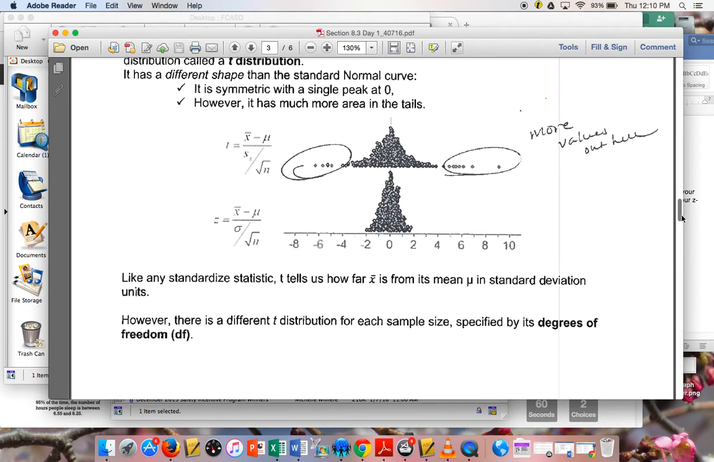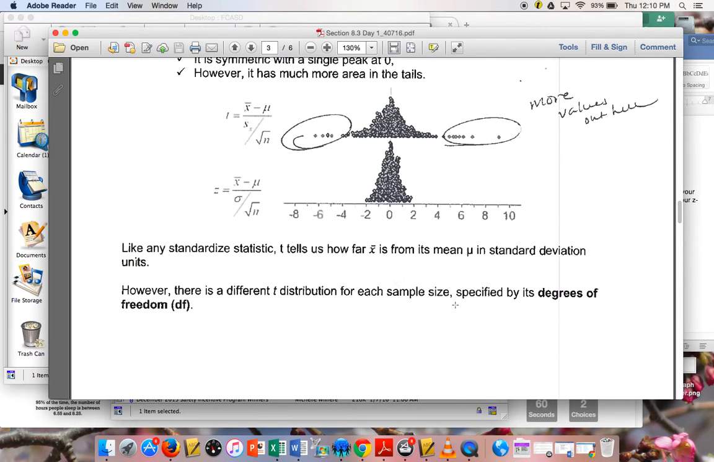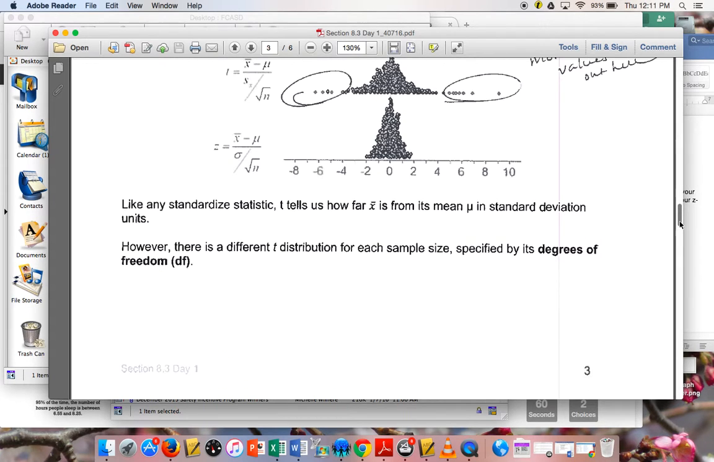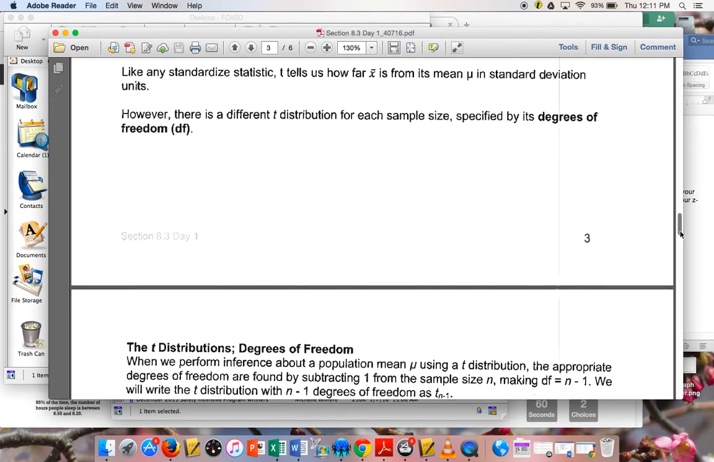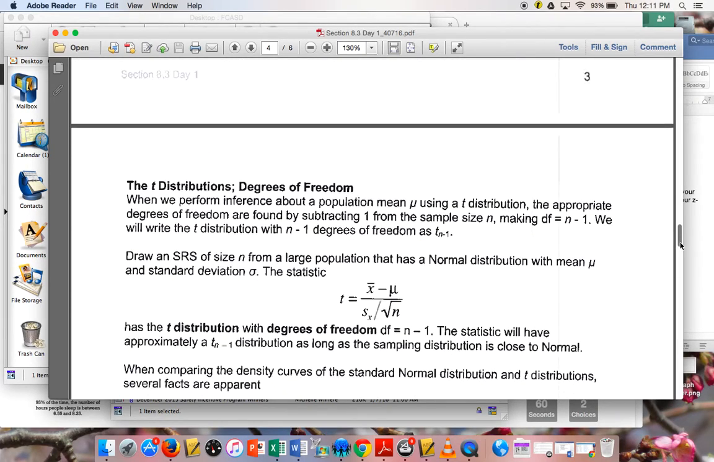The t distribution changes based on the sample size, but instead of using the sample size, we use something called the degrees of freedom. The degrees of freedom are a standard way of defining which distribution we use, because some distributions aren't based so much on the sample size. We use degrees of freedom for any distribution that has a family of curves based on degrees of freedom.